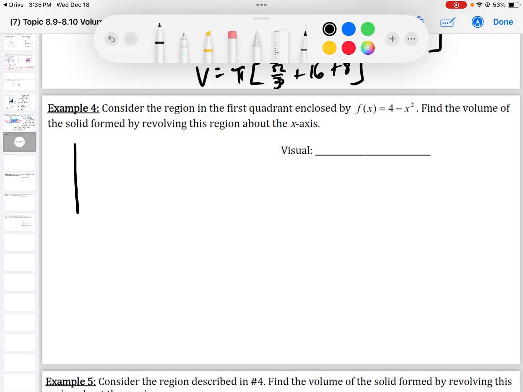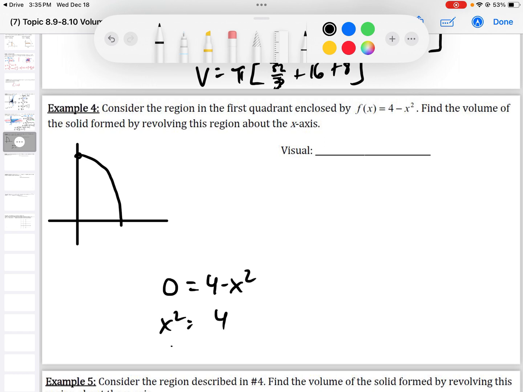Consider this region. Okay, so it's in the first quadrant, and it's f of x equals 4 minus x squared. So that means it crosses the y-axis at 4 and it opens downward like that. It's only the first quadrant. So when y is 0, 4 minus x squared is equal to 0.